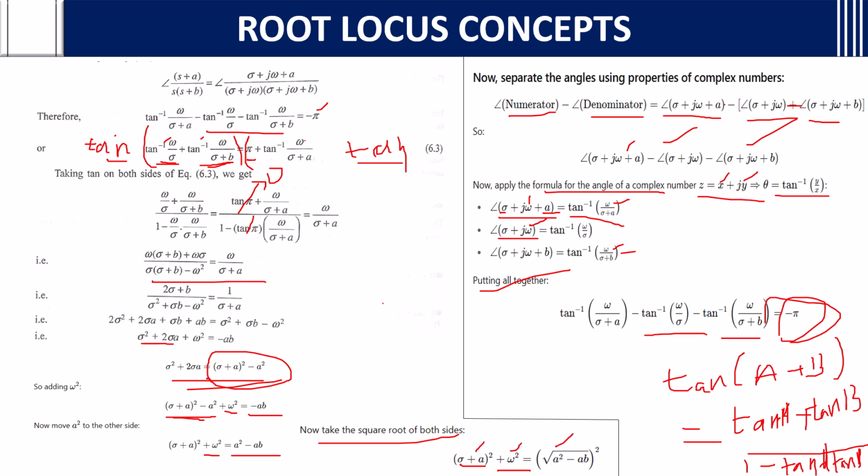Why this is taken is because it is in the form of x square plus y square equals r square. The equation for circle, I hope you know, is x square plus y square equals what? R square. So only it is done like this. To get this form only they did these manipulations. So x square is sigma plus A whole square, plus omega square, that is y square, and if you take the square root, root and square get cancelled, again you will get A square minus AB only.